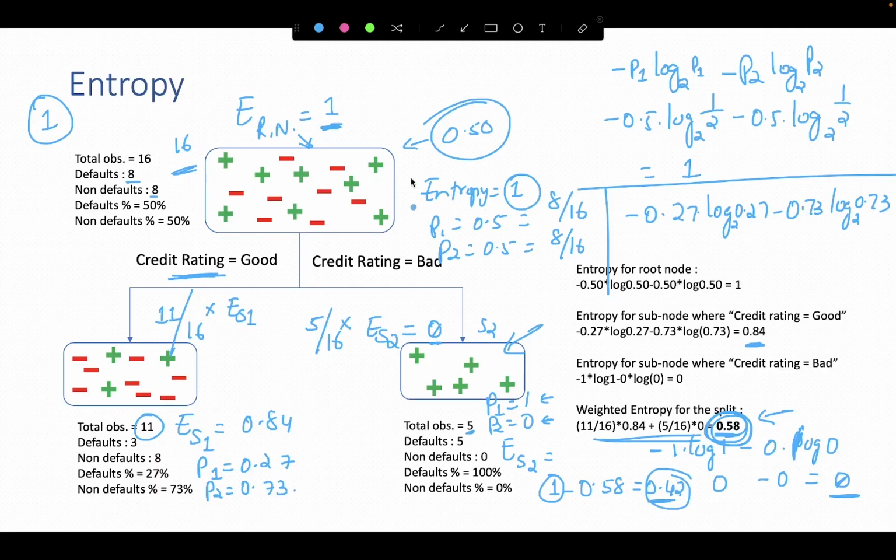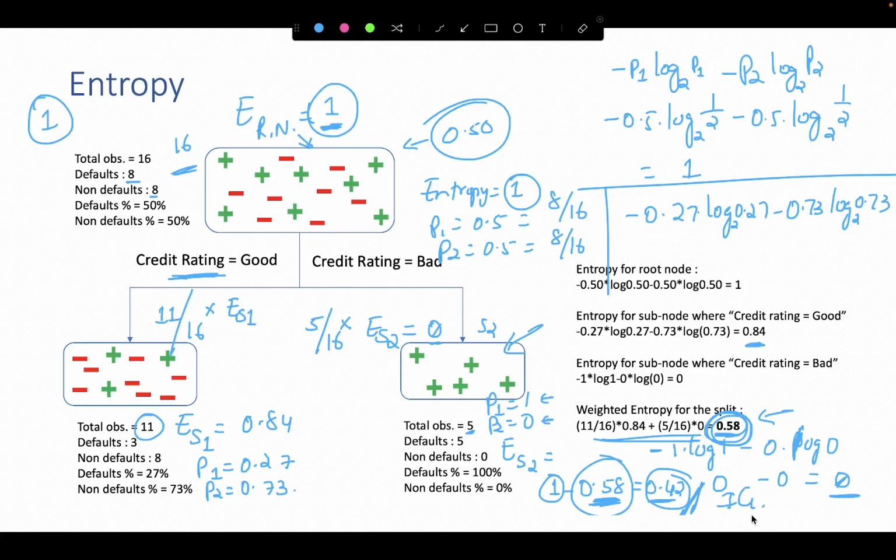So at the root node, it's complete non-homogeneity. But once we have attained this feature split, we are observing some homogeneity. So the information that we have gained by doing this feature split is 0.42. So we attain a weighted entropy value of 0.58. This is the impurity value. And the gain that we observe is 1 minus 0.58. The resultant value here is called the information gain.